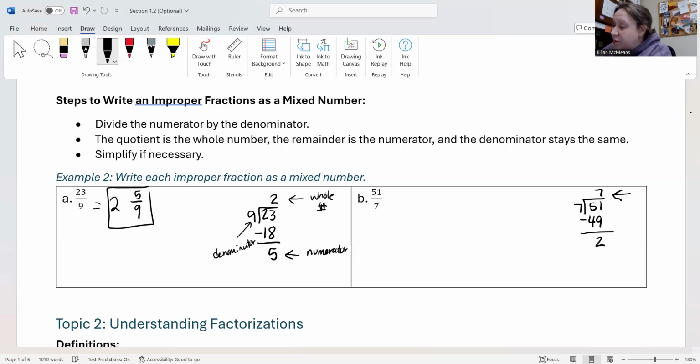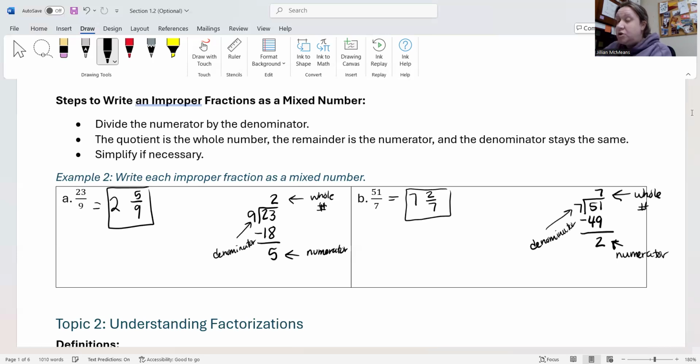So remember, the quotient is the whole number. The denominator becomes the numerator of your mixed number. Or not the denominator, the remainder. I'm sorry, the remainder becomes the numerator of your fraction part. And then the denominator just stays the same. So this becomes 7 with 2 out of 7 left over.